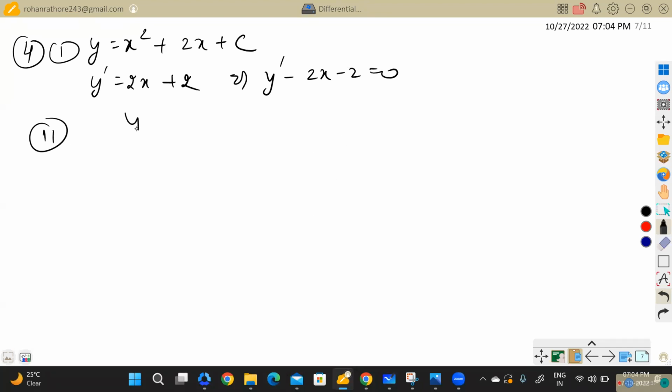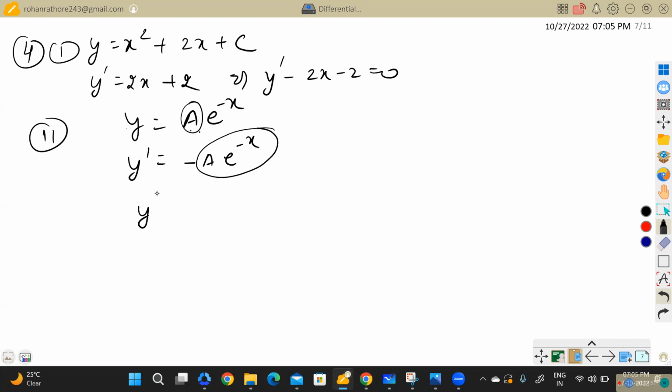Y equals a e raised to the power minus x. We'll just differentiate it once because there is only one arbitrary constant. So the equation needs to be differentiated only once. So y dash is minus a e raised to the power minus x. Yeah, so we get y dash plus y equals 0.